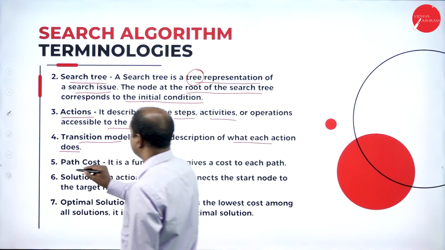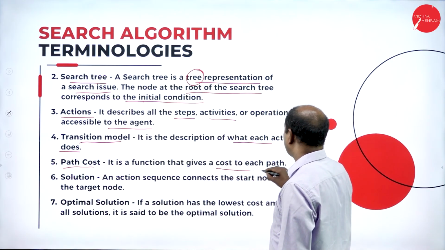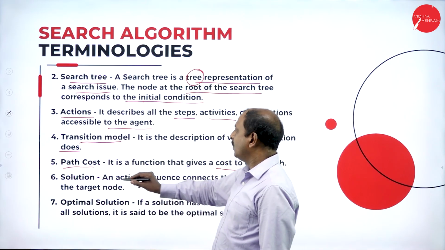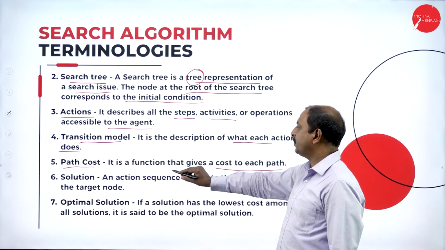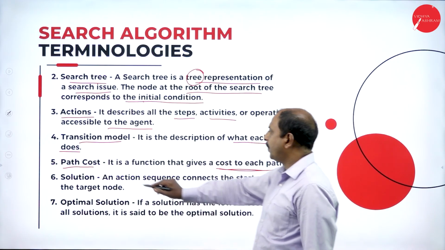Next one is path cost. It is a function that gives a cost to each path. So for every path, it is going to give a numerical value, and that is nothing but your path cost.